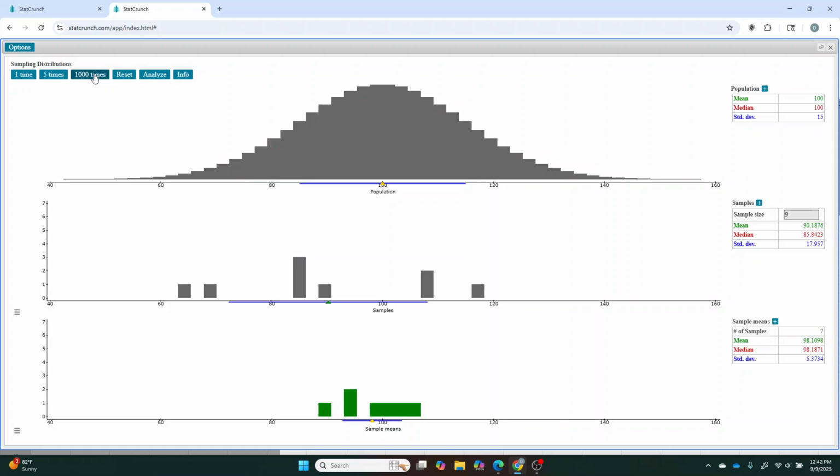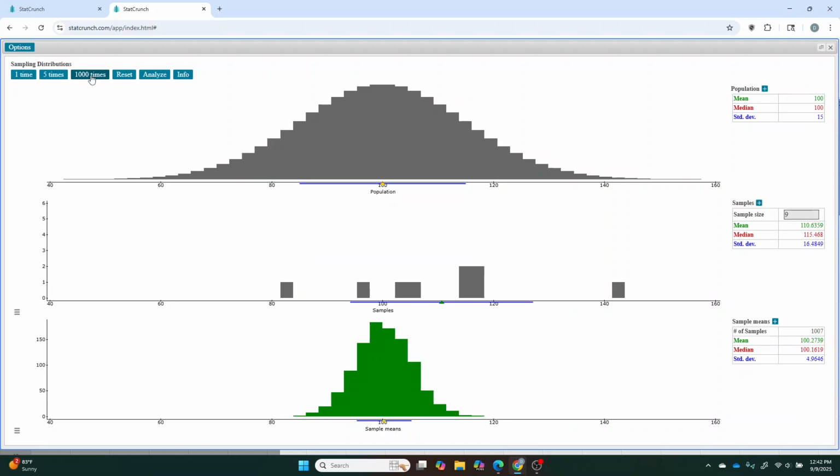Now, fortunately, we don't have to sit here and watch it collect the samples individually. It'll just do them all at once. So I clicked on 1,000 times, and now this is after taking 1,000 samples of size 9. This is a simulation of what we would get. You can see that, sure enough, the average sample mean is roughly equal to the population mean. And the standard deviation of the sample means is about 5.